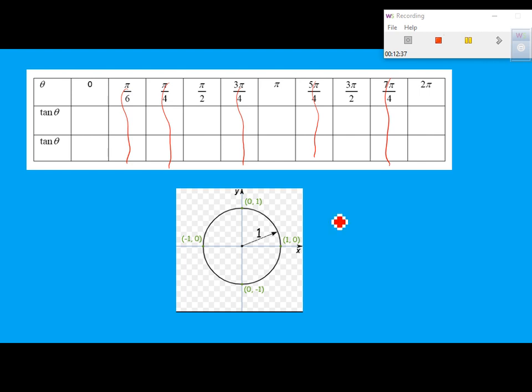Now, remember, we define tangent as sine over cosine. And then remember, your sine value is your y value. Your cosine value is your x value. So let's go look at what happens. At x equals 0, I'm going to have the y value over the x value. So I've got 0 over 1, which is 0.